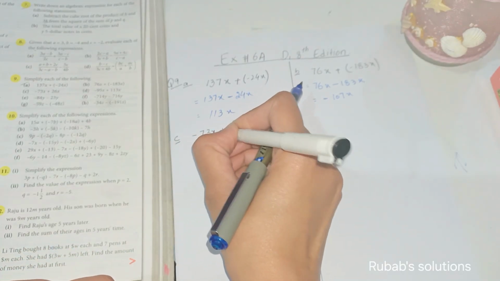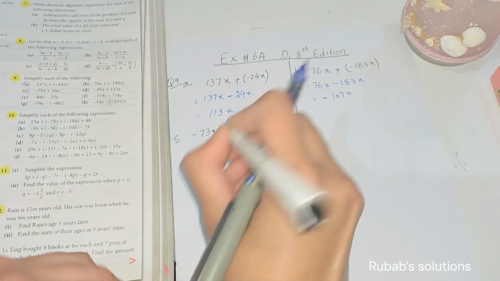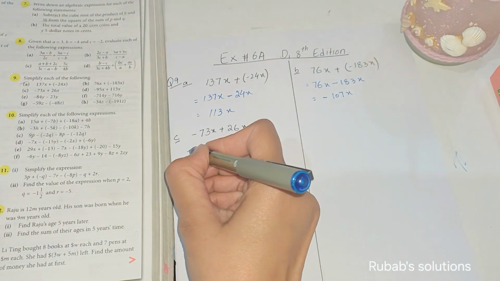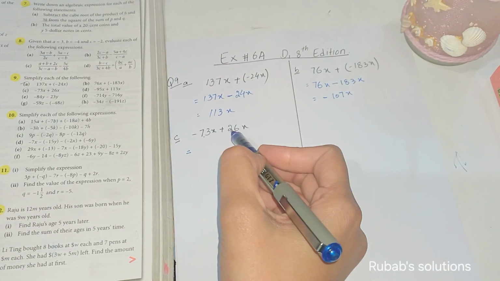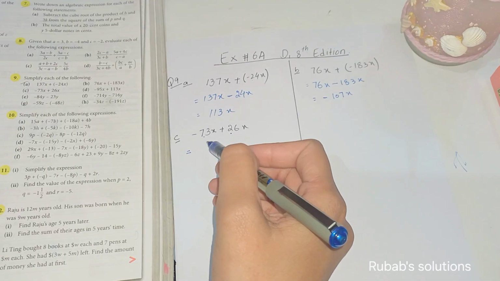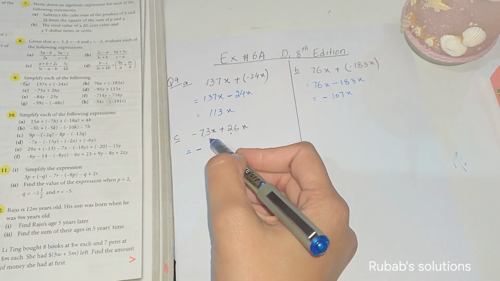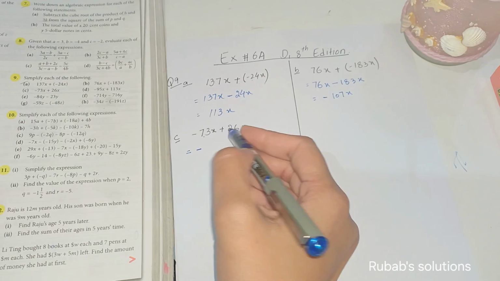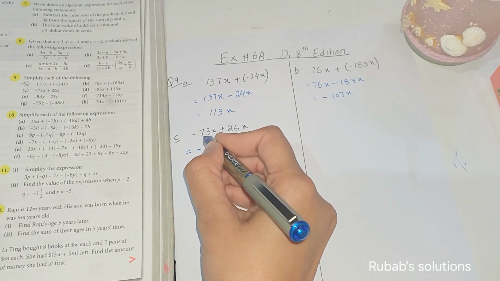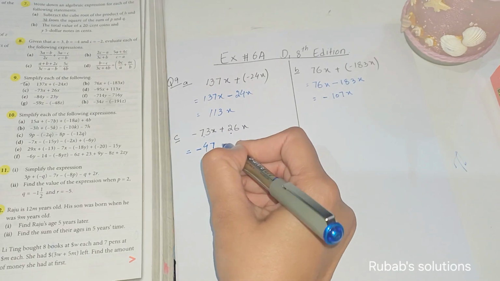Part C is minus 73x plus 26x. There is no bracket, so we can directly solve it. Minus 73 plus 26. Obviously we have to do the subtraction. Sign will be that is with the bigger number. 73 minus 26, 47x.